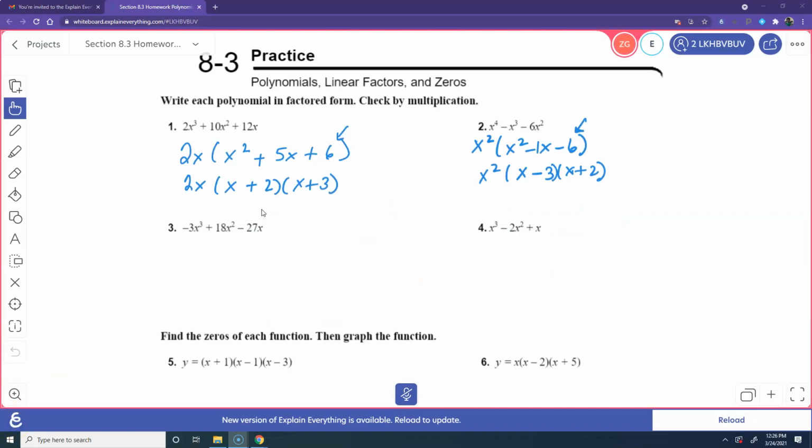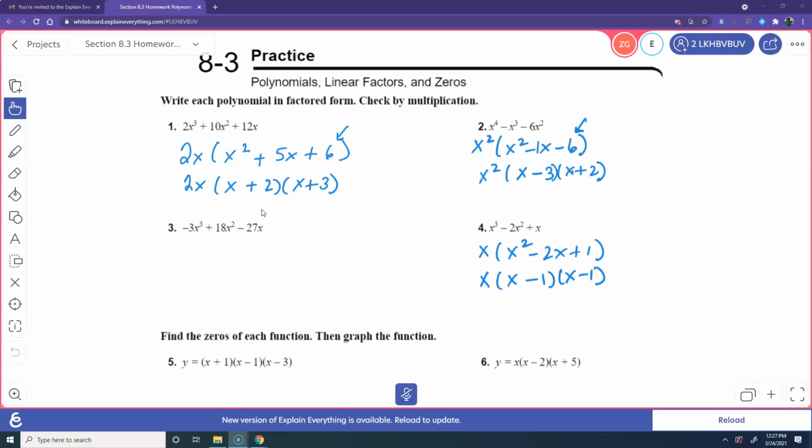Number 4, we have x to the 3rd power minus 2x squared plus x. So what I'm going to do is I'm going to factor an x. So you're left with x squared minus 2x plus 1. So I'm going to use the factors of negative 1 and negative 1. So I have x minus 1, x minus 1, and that's going to give me x squared minus 2x plus 1. Okay.